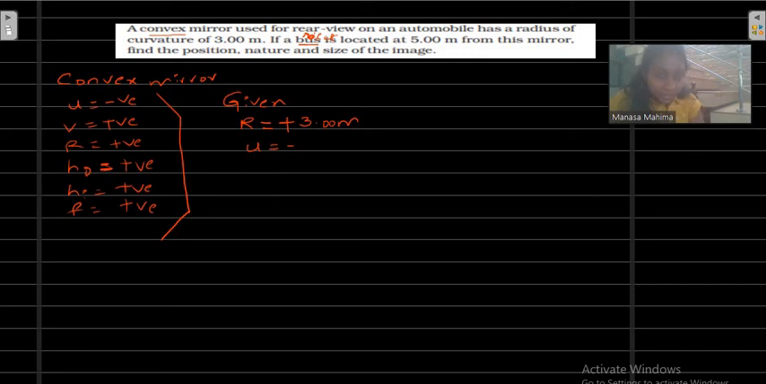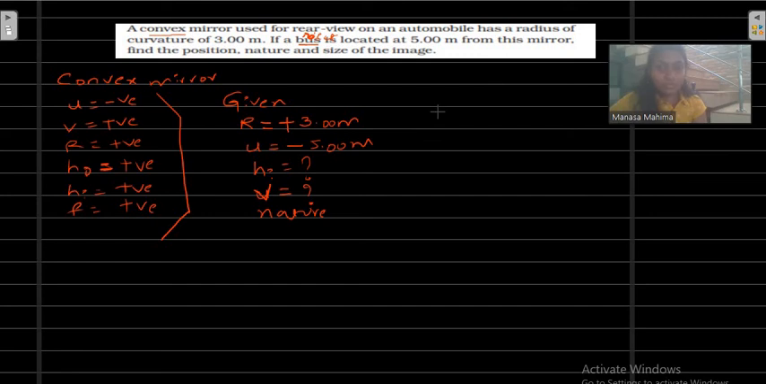Why are you taking U to be negative? You are taking the U always towards the left side. If you measure the distance of the object from the mirror, you will get the negative sign. So U is equal to minus 5 meter, right? And find the position, nature and size of the image. Size in the sense you have to measure HI, okay? V you have to measure, and what else? Nature, how it will be, you have to know by solving this.